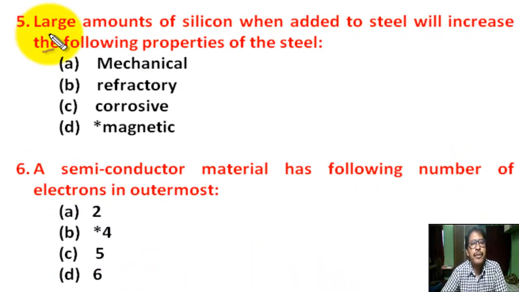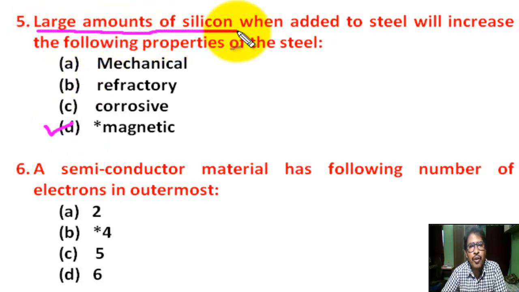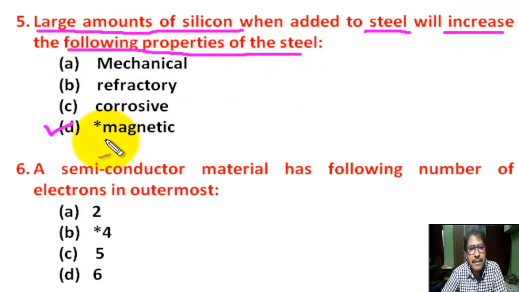Question number 5. Large amount of silicon when added to steel will increase the following properties of the steel. There are 4 options. Correct answer is D. Large amount of silicon when added to steel will increase the following property of steel: magnetic property.